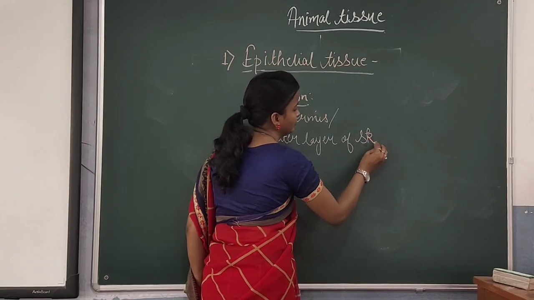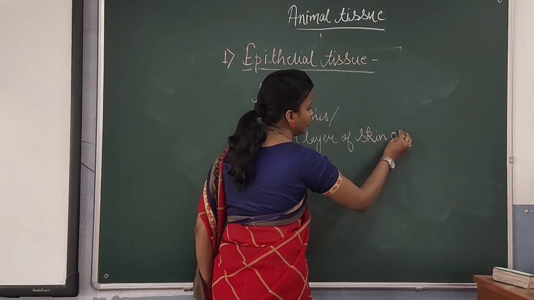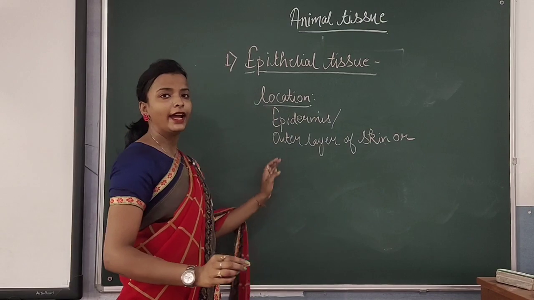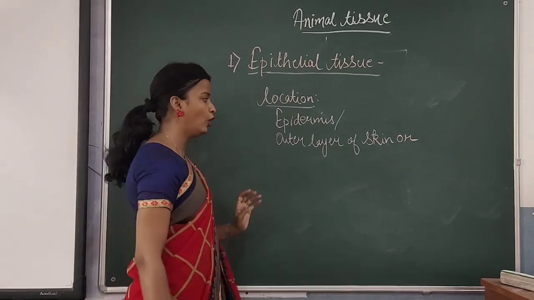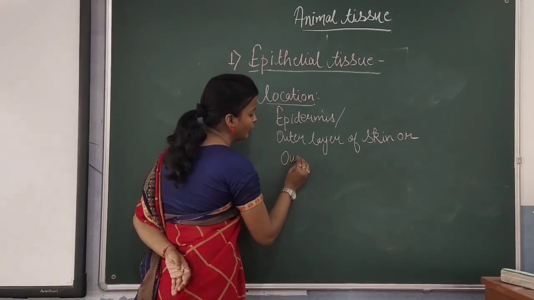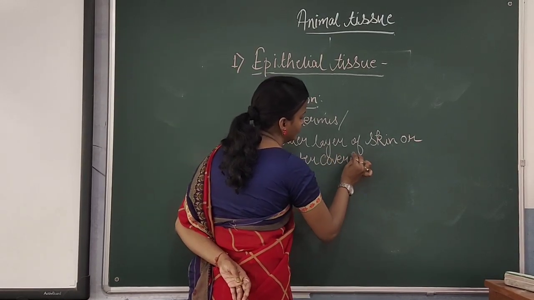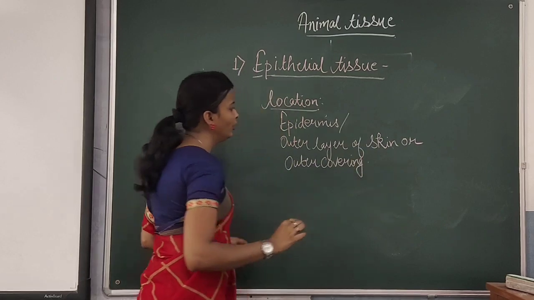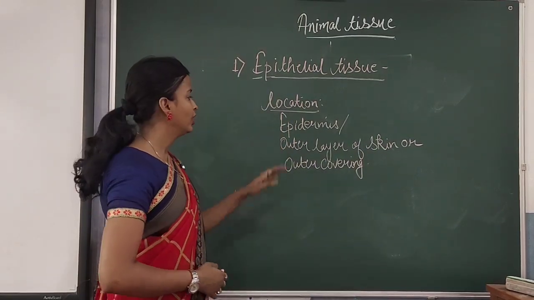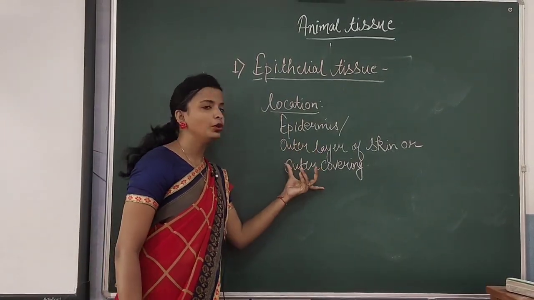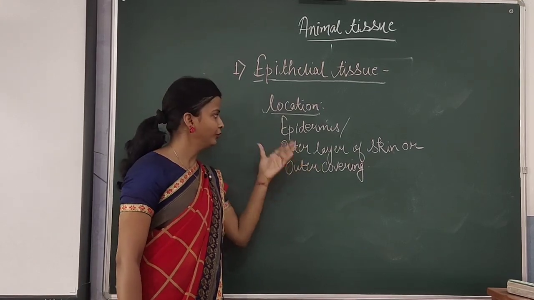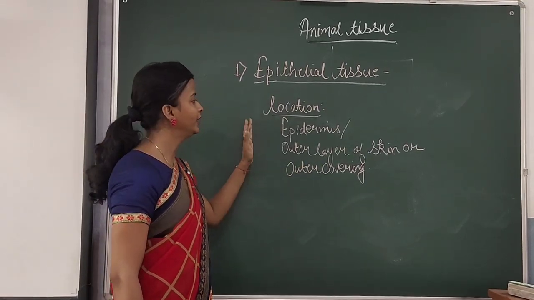of skin, or you can also say that it acts as the outer covering of some of the organs. So, outer covering. So, it is present at the epidermis or outer layer of the skin or outer covering of certain organs. So, it is the location of the epithelial tissue.